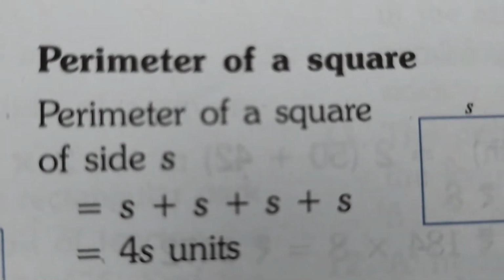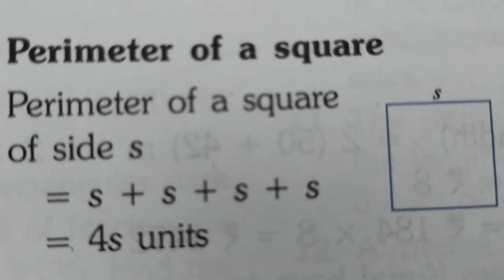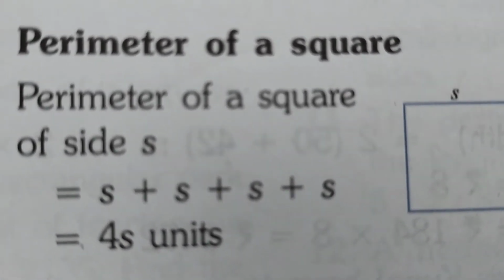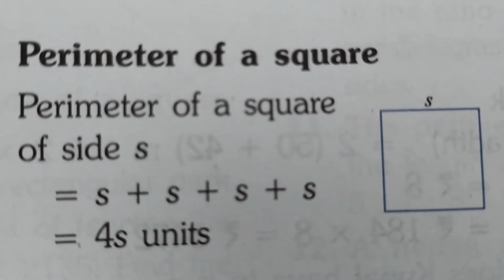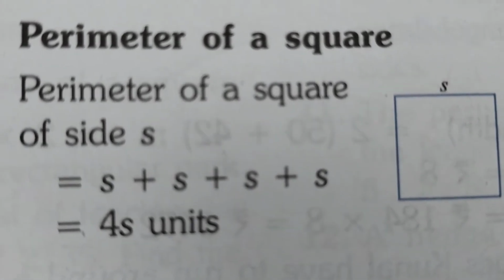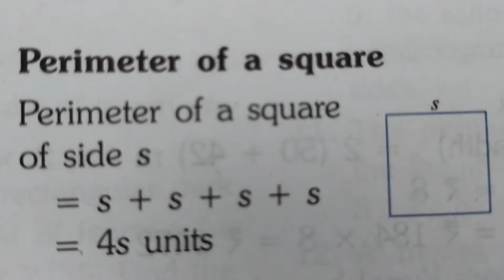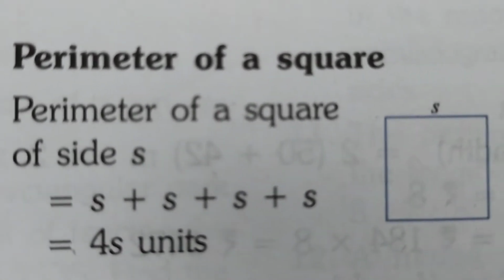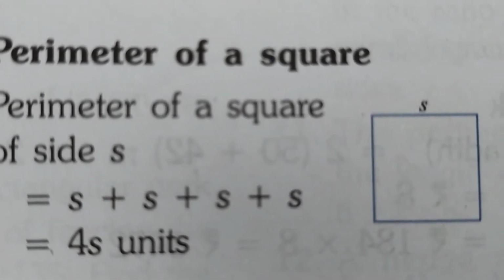Let us see the perimeter of a square. A square is a closed figure, and we calculate perimeter only for closed figures. In a square all 4 sides are equal. The side is denoted by S, so S plus S plus S plus S, which is 4 times S. So 4S units is the perimeter of a square.